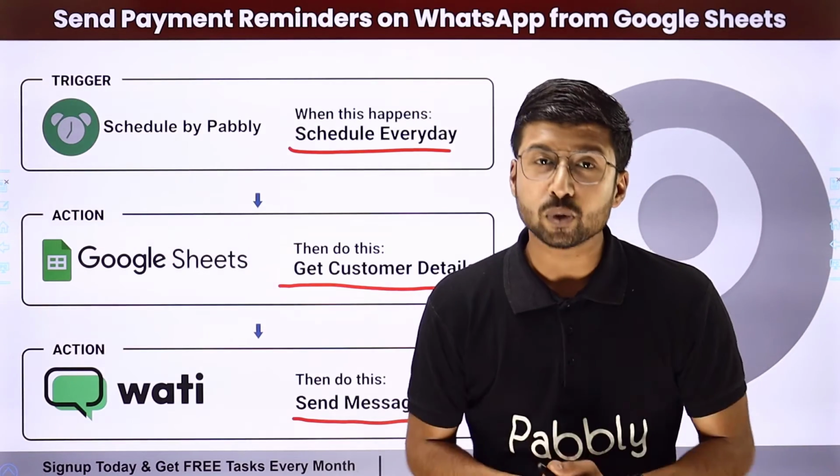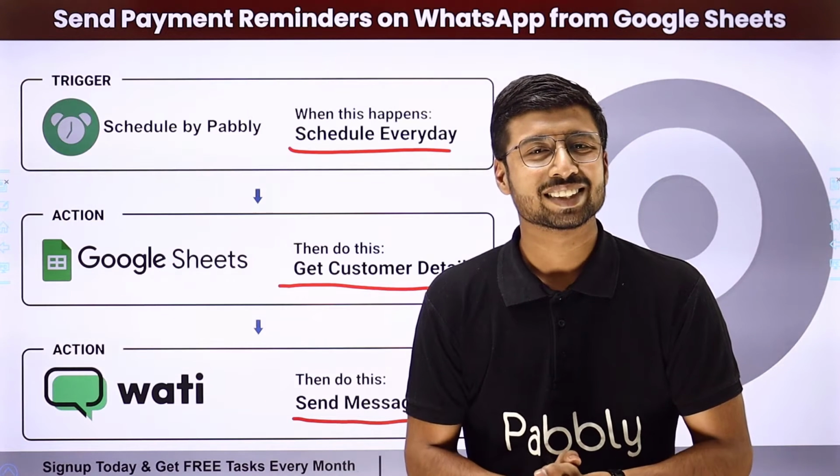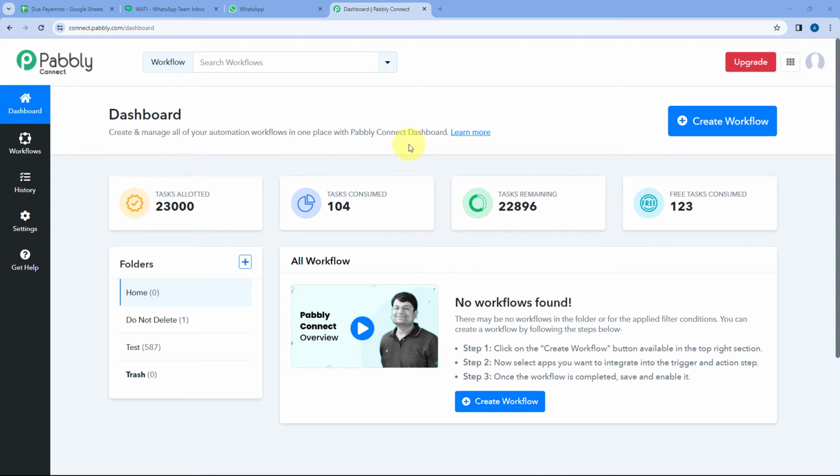Now if you want to know how you can set up this automation, you just have to come with me to my screen. So as you can see, here we are on Pabbly Connect's dashboard. Now to reach this dashboard, you will get a free sign-up link of Pabbly Connect in the description box below. By clicking on that link, you can create your free Pabbly Connect account in just 2 minutes.